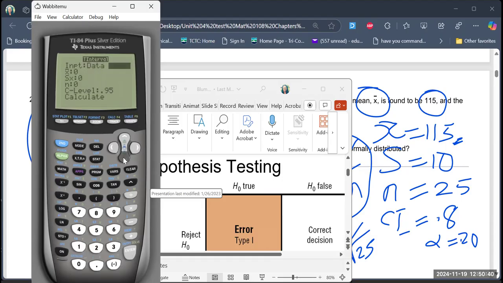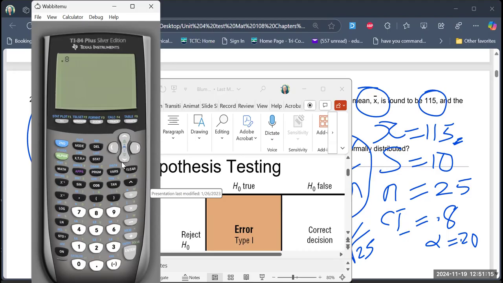So I have stats. I'll select stats. It's now asking me, what is the point estimate? That's the sample mean. The point estimate given to me is 115. I'll hit enter. The sample standard deviation is 10. The sample size is 25 from the data given to me. The confidence level they gave me is 80%, 0.8.